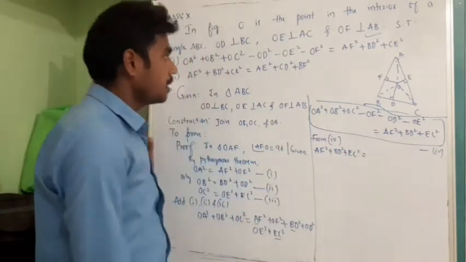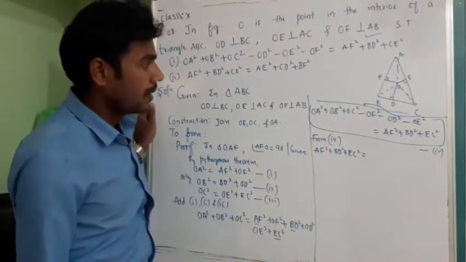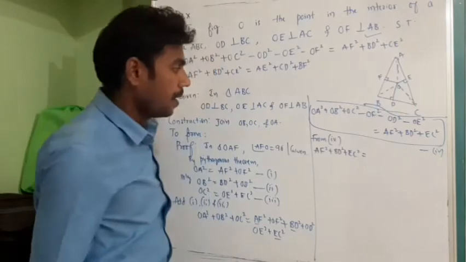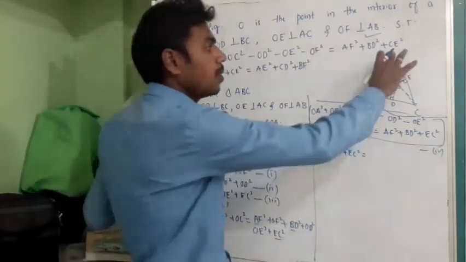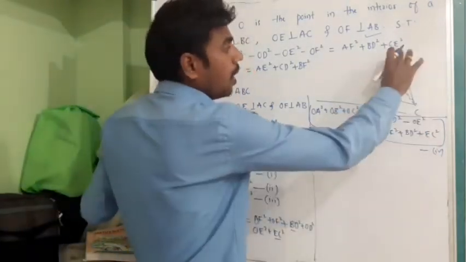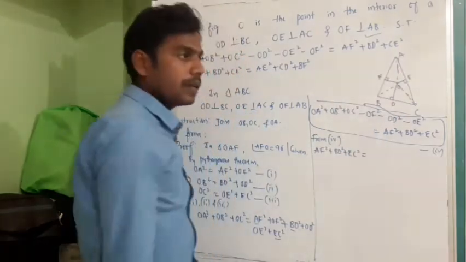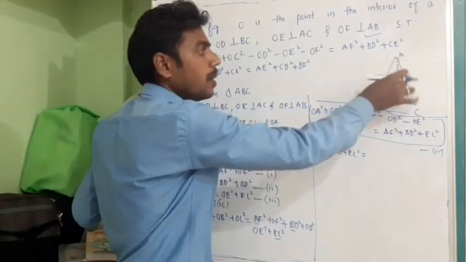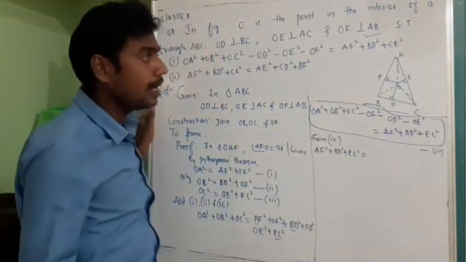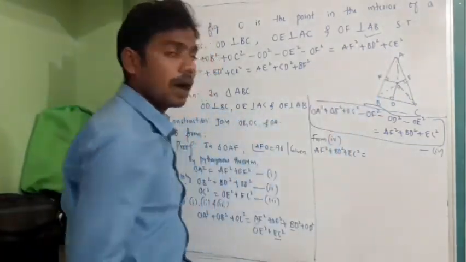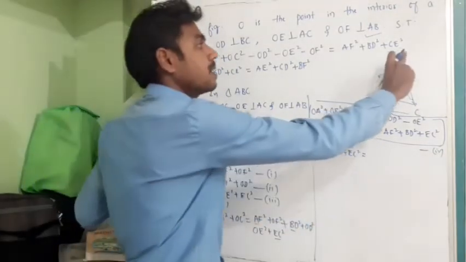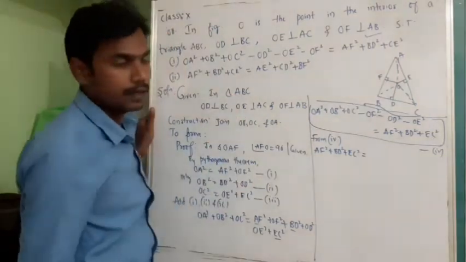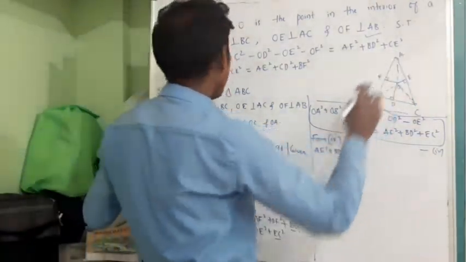I'll alter this. See, what I need is AF square. Where is AF? AF is here, in this particular triangle. So to get AF square, how can I get that? AO square minus OF square will give me AF square. Through Pythagoras theorem, AO square is equal to AF square plus OF square, but I need AF square. If I subtract the square of the other side from the hypotenuse, I will get that. So that is what I am going to write. See, AO square is there.